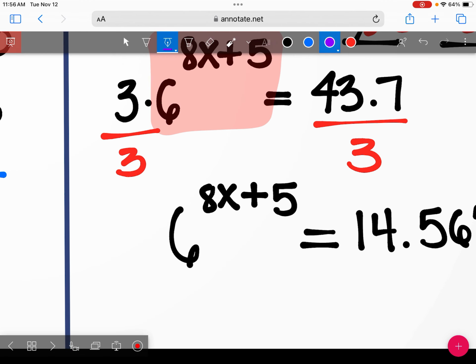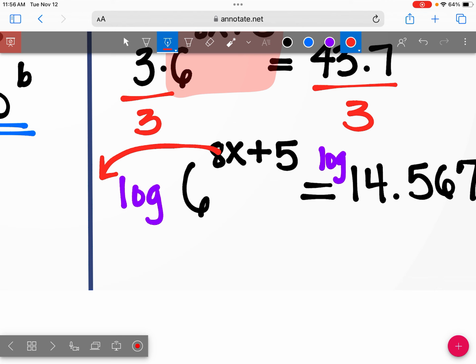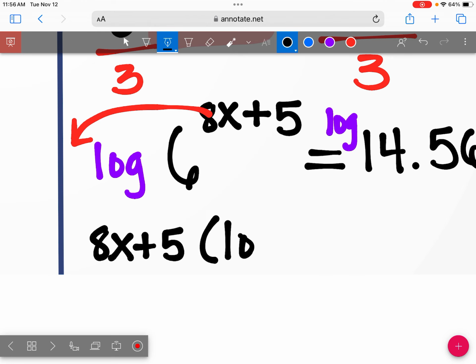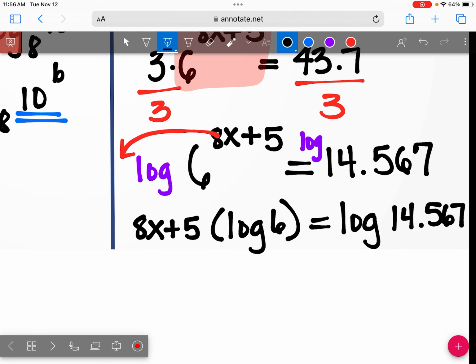Common log. So let's put a common log in on both sides. That's a log base 10. What that's going to do is move this to the front. So now it's no longer in the sky. So we have 8x plus 5, that's being multiplied by the log of 6. I'm going to put that in parentheses. And that equals the log of 14.567. So what you want to do now is divide both sides by the log of 6.